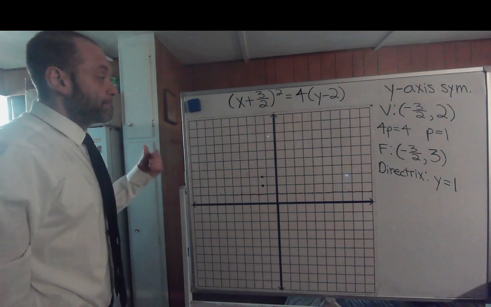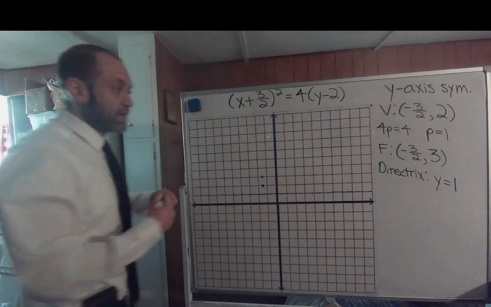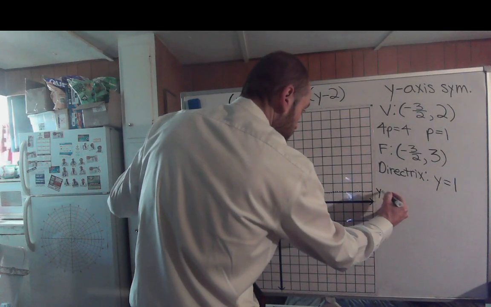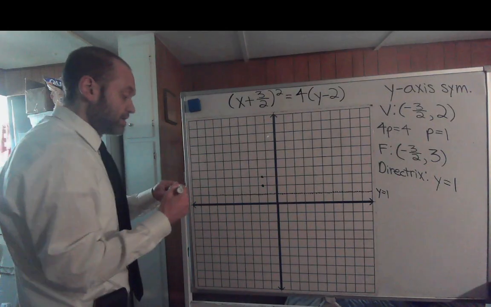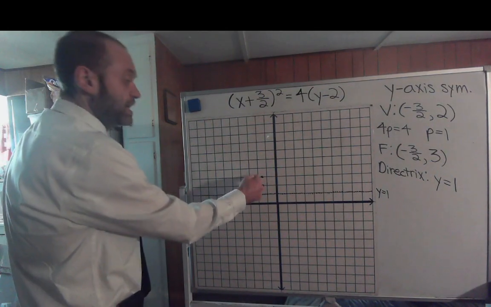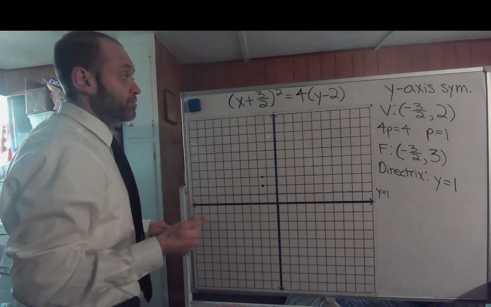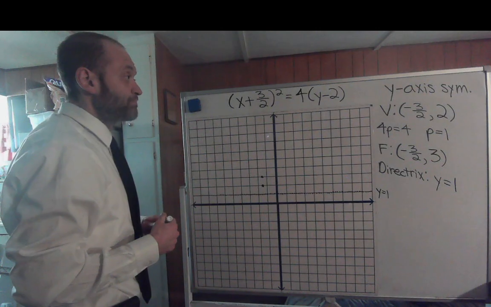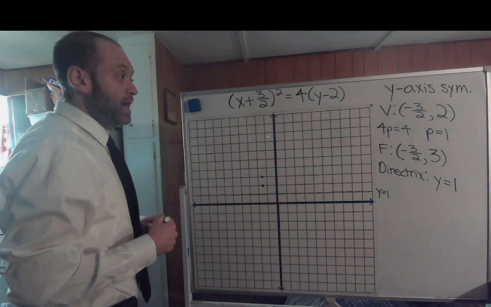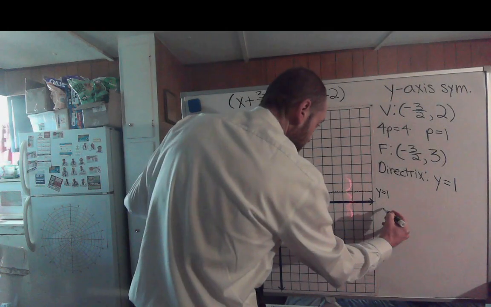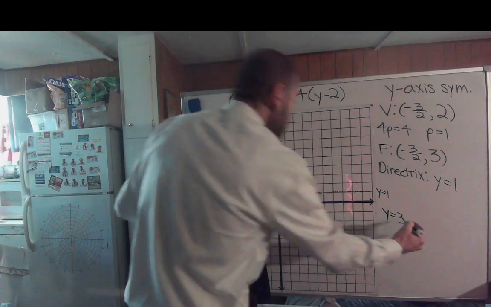Alright, so we got our directrix line here at y equals 1. There's that dotted line. We got the vertex, we got the focus. Why don't we find a couple of other pairs here? So we'll set y equal to 3 and find a couple ordered pairs.